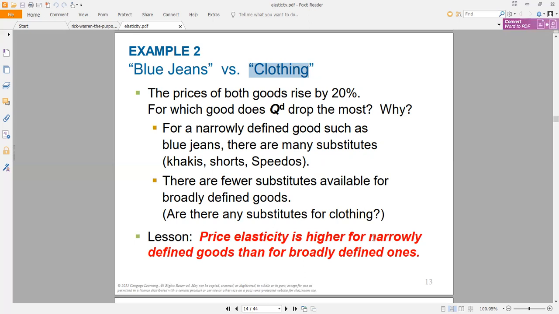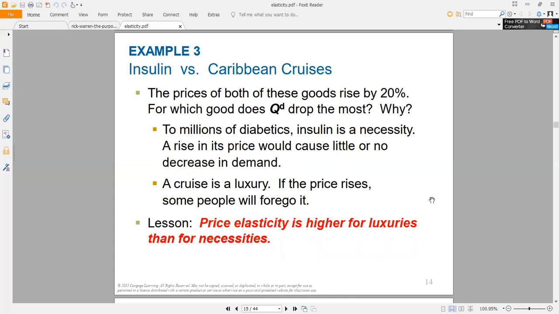Let me give you another example. If you take milk, if you just say milk, it is broadly defined, and milk doesn't really have substitutes. But if I talk about Ideal milk, it has a lot of substitutes. There's Popular, there's Kanishi, there's Peak, and all those ones. So when you narrowly define a good, it tends to have a lot of substitutes, and as a result, it becomes more elastic than a broadly defined good. So that is another determinant for price elasticity.